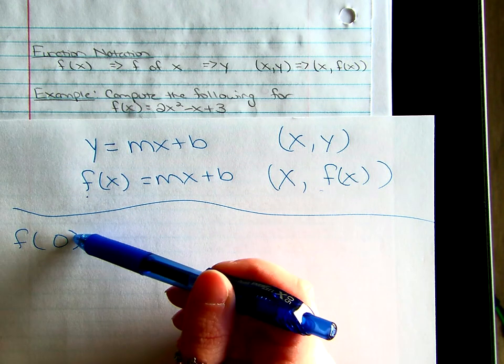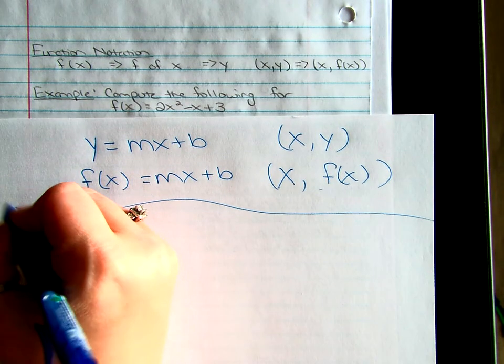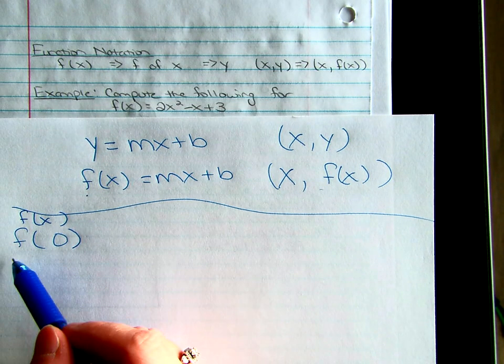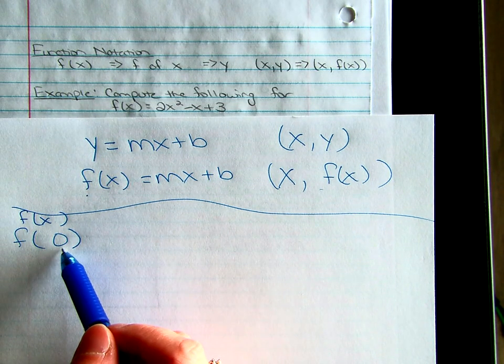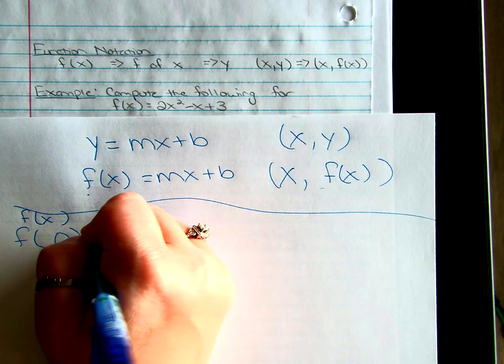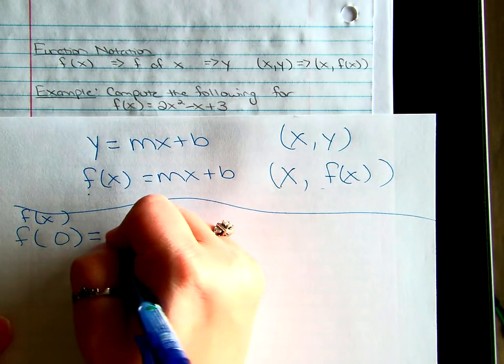So if you're looking right here, if this was originally f of x, and I'm looking at the function in terms of 0, then what is the value of x in this case? Yeah, it's 0. So when I go to compute this, I'm going to look at the equation they gave me, but everywhere that there is an x, I'm going to put a 0.